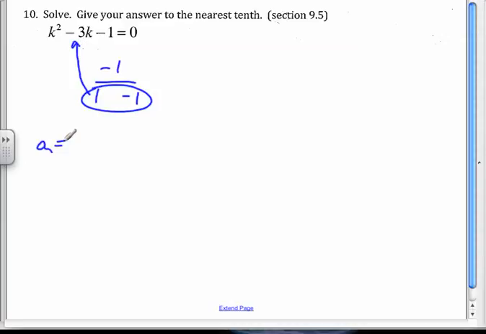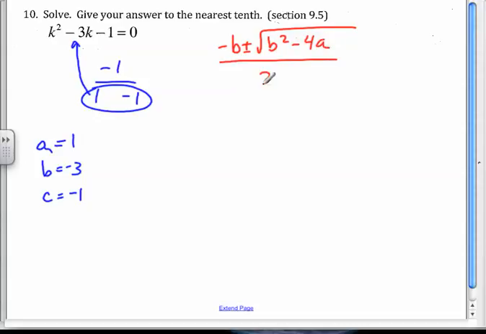I know that a is equal to 1. A is the number in front of k squared. B is equal to negative 3. And C is equal to negative 1. And I also know that the quadratic formula is negative b plus or minus the square root of b squared minus 4ac all over 2a.